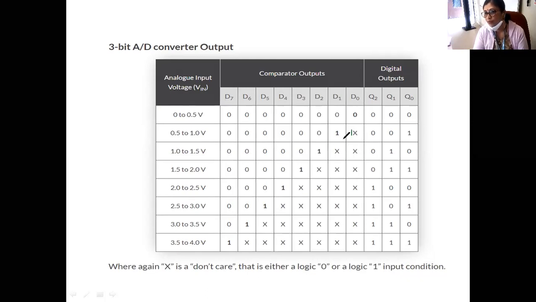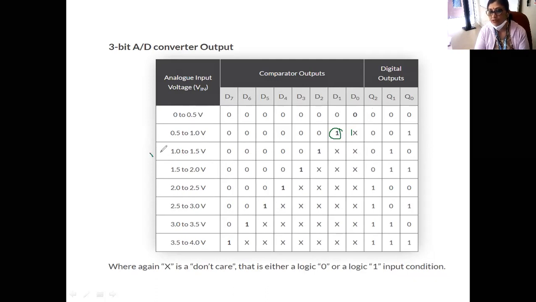So D1 will produce logic 1 output. At the same time, D0 will also produce logic 1 output, but the priority of D1 is greater, and therefore the encoder will produce a code corresponding to 1, which is 001.